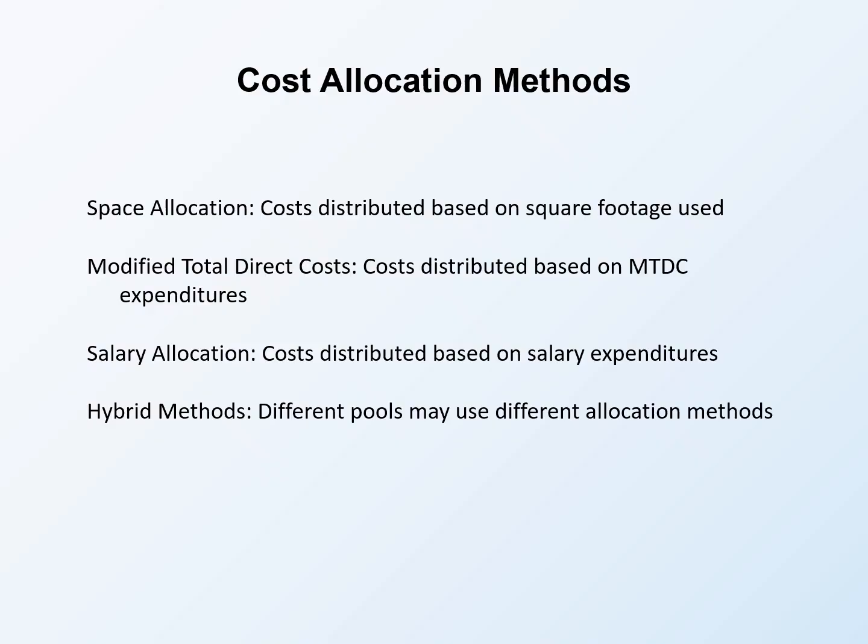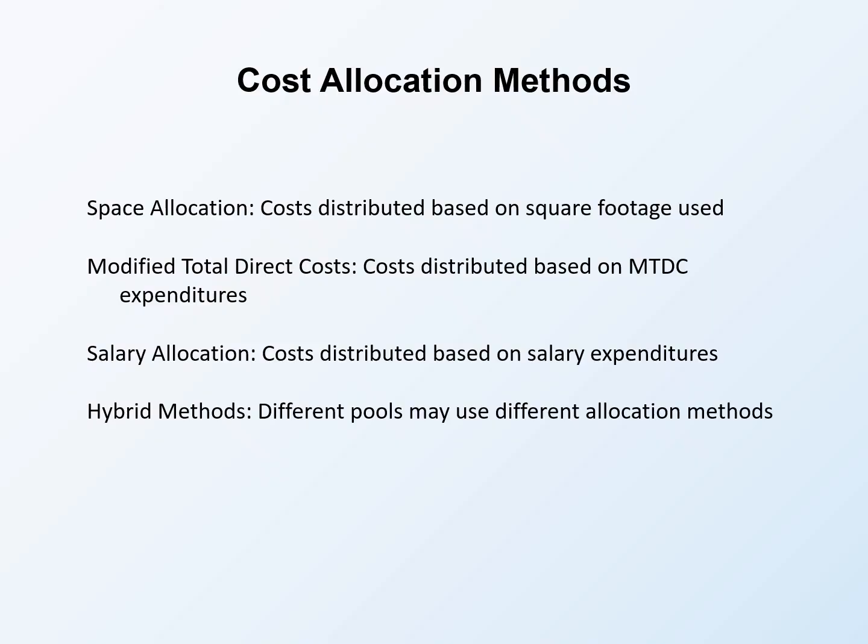Salary allocation distributes costs based on salary expenditures. Some costs relate most directly to personnel rather than overall spending. Human resources costs, for example, relate to the number and compensation of employees rather than total program expenditures.